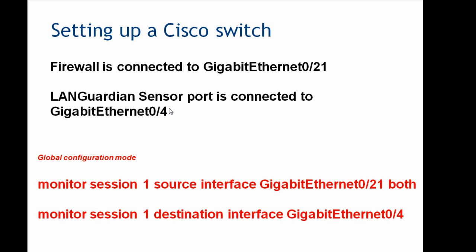So on a Cisco switch, to set up monitoring, what you need to do is issue these two commands. In global configuration mode, monitor session 1 source interface Gigabit Ethernet 0/21 and put both at the end. And monitor session 1 destination interface Gigabit 0/4. So let me log on to a switch and show you how it's set up.